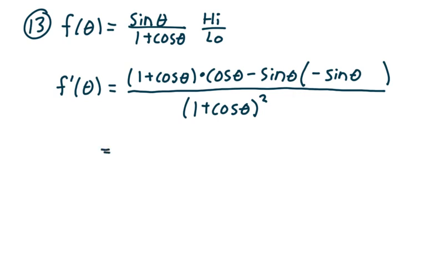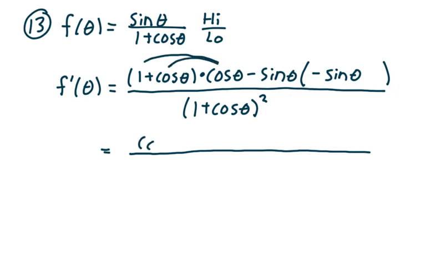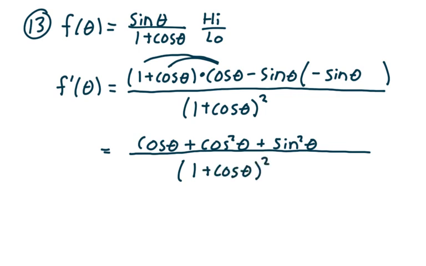Now we're definitely going to go a few steps on here. So if I distribute the cosine theta in, I get cosine theta plus cosine squared theta, okay? Now, a negative times a negative is a positive. So this is plus sine squared theta. And I'm going to divide by 1 plus cosine theta raised to the second.